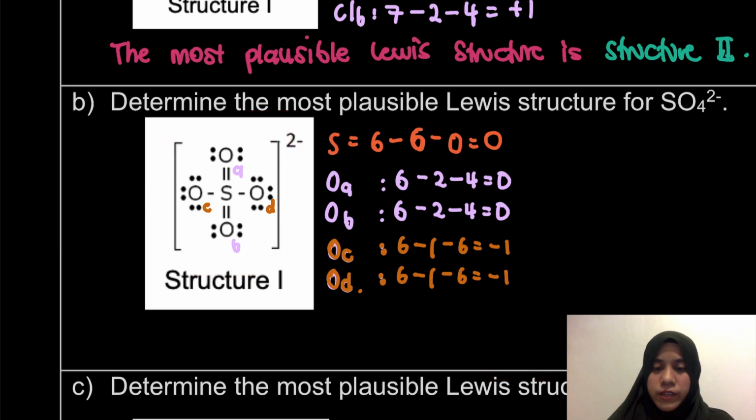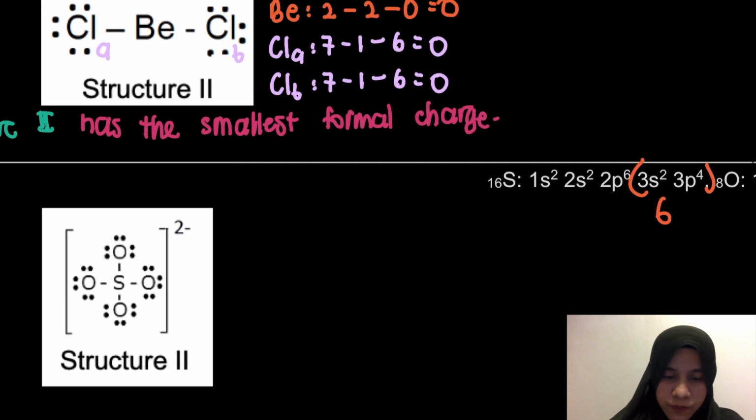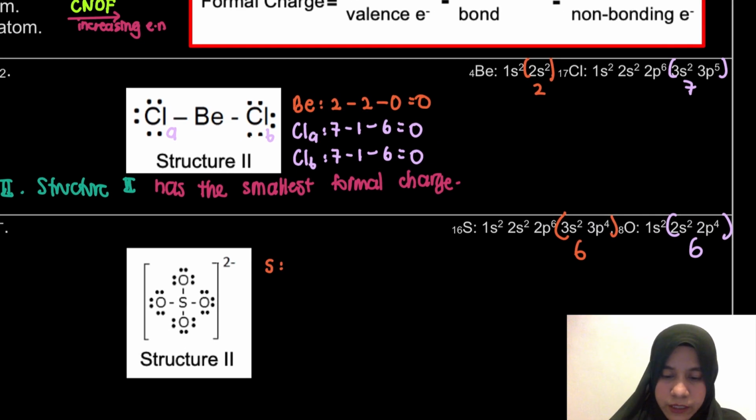Okay, so kita tengok for the case of SO2 tapi structure 2. Sama juga, SO2 ni, S ni, is actually formal charge, number of valence electron dia is 6 minus number of bond. Bond dia ada berapa? 1, 2, 3, 4. Ada 4 bond. Minuskan dengan non-bonding elektron. Ada tak non-bonding elektron attached pada sulfur? There's none. So here is 0. So here is positive 2.